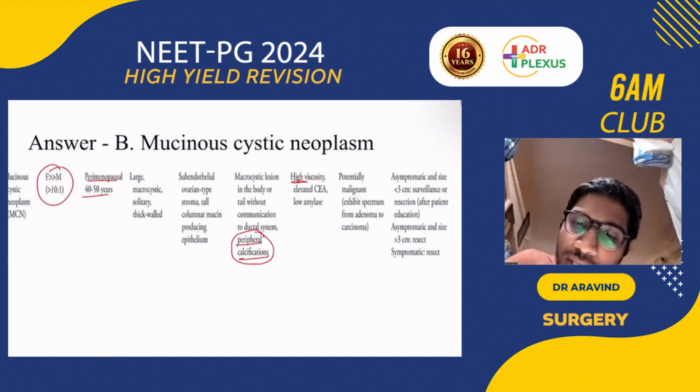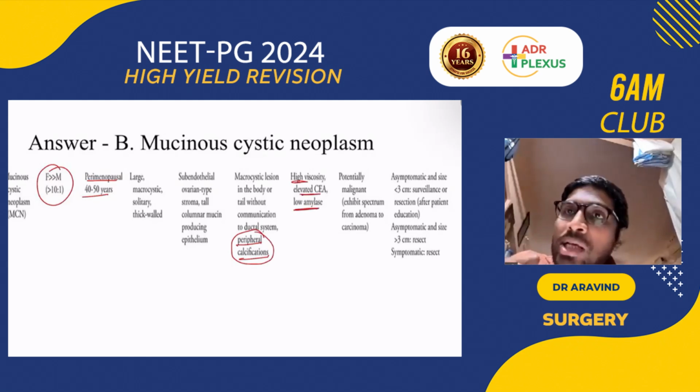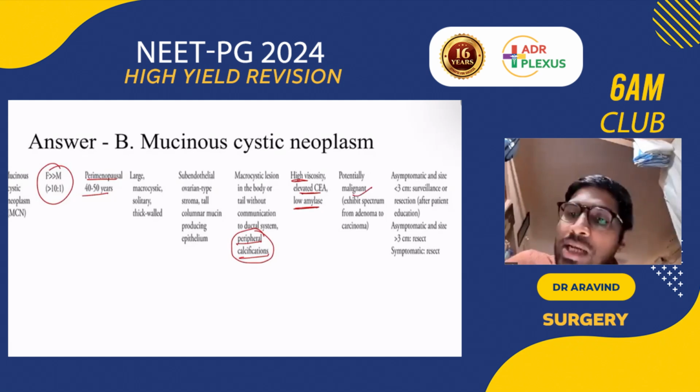Then high viscosity, CEA elevated, and low amylase. This is important and potentially malignant. So you have to resect only. No, you cannot wait. Only resection is important. Remember the peripheral calcifications.